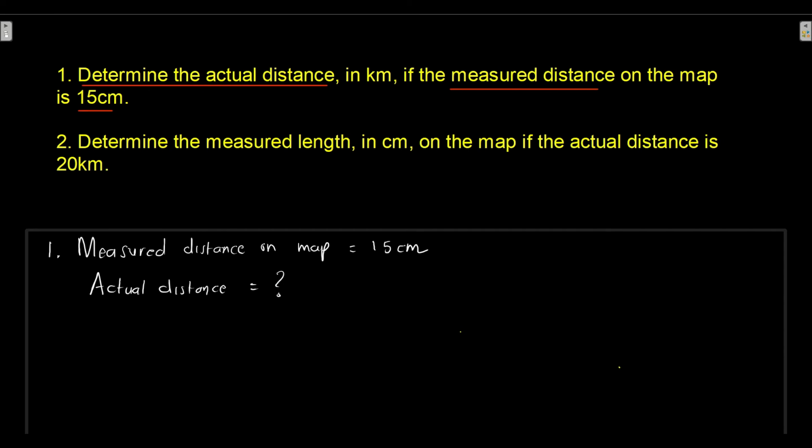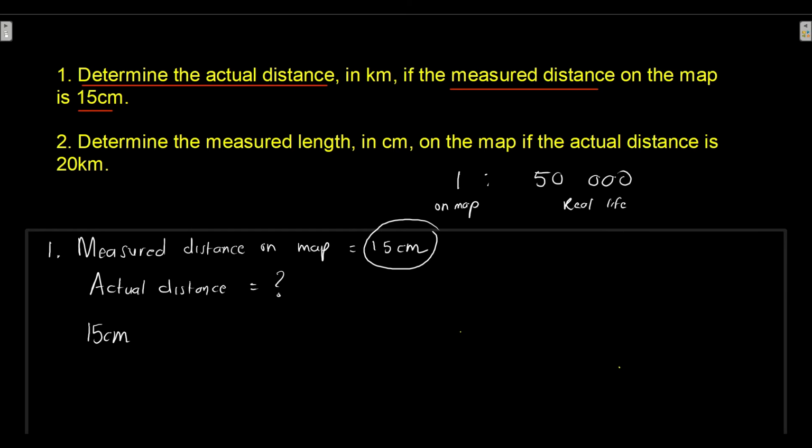Obviously, we want to work with this 15 centimeters to help us get to our answer. You're going to write that 15 centimeters. We are going to use the number scale that is given to us of 1 is to 50,000. We already know that 1 represents the units on the map, and the 50,000 represents the real life distance. Okay, so what are you supposed to do now?